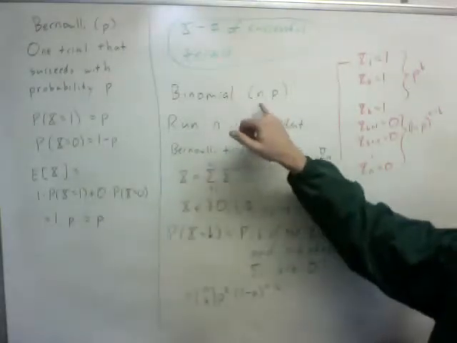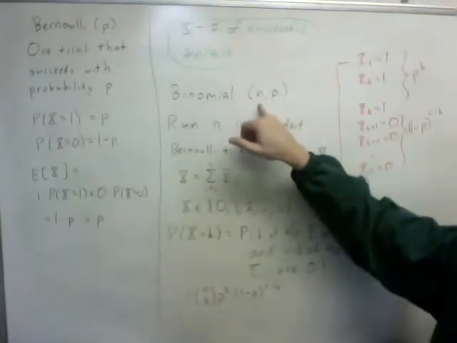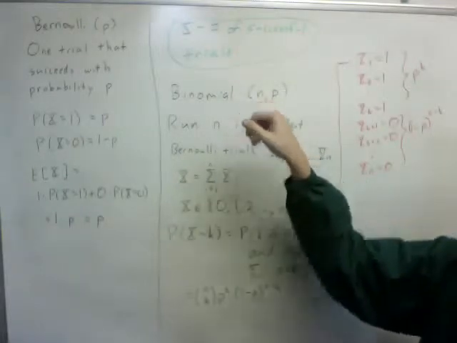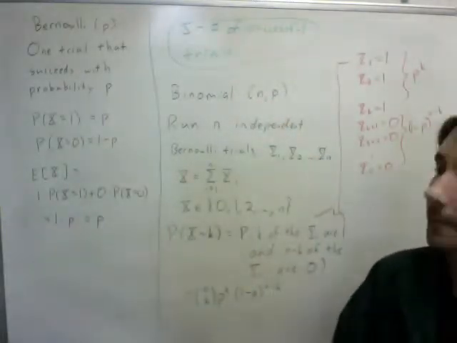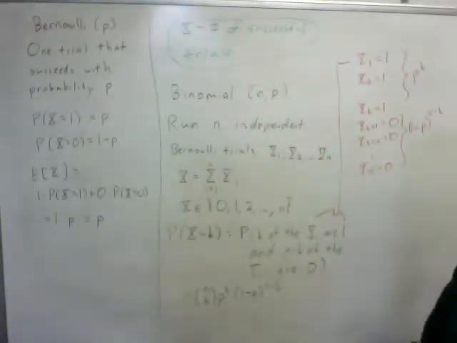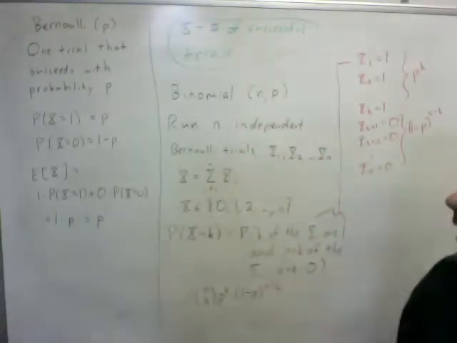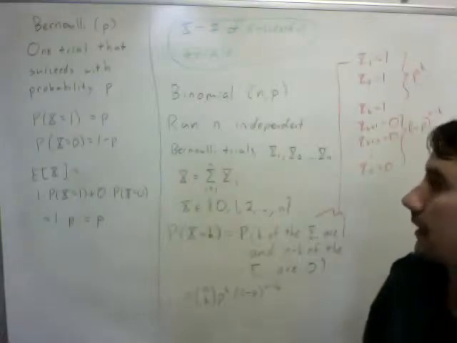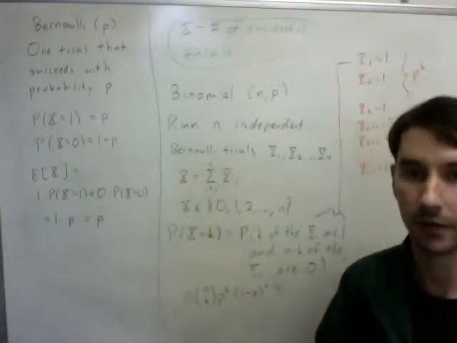So binomial, n, p, the parameters: n is a natural number, so it's how many trials you're going to run. And p is the success probability of a given trial. So we run n independent Bernoulli trials, and each one of them succeeds with probability p. You can't change the probabilities in different trials for a Bernoulli.